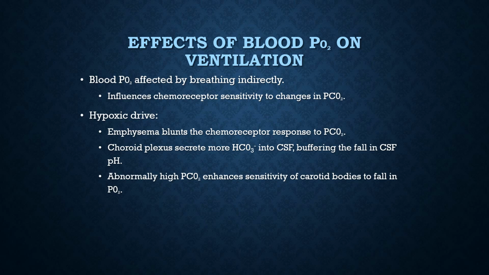And so the hypoxic drive, this is when blood partial pressure of carbon dioxide is constant and the blood partial pressure of oxygen, though, decreases. And so the decrease is from about 100 millimeters of mercury to 70 millimeters of mercury before ventilation is stimulated, okay? And so this will be enhanced by something like emphysema, where emphysema will block the receptor response to partial pressure in carbon dioxide, okay? And so the choroid plexus then will secrete more bicarbonate into the cerebral spinal fluid, which will help to buffer that fall of pH within that cerebral spinal fluid.